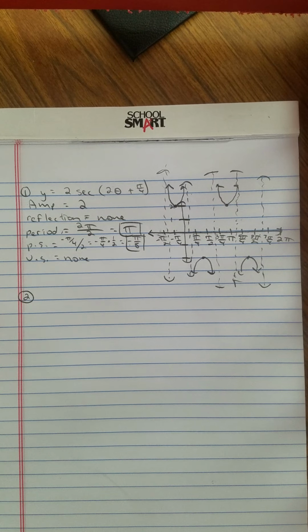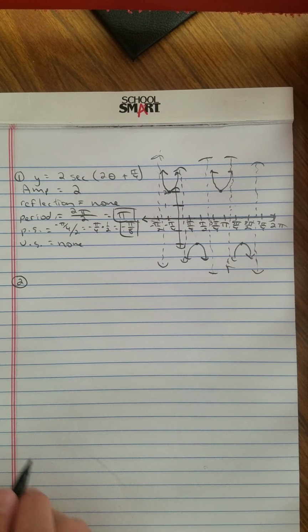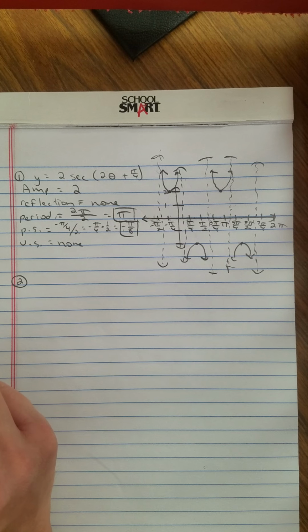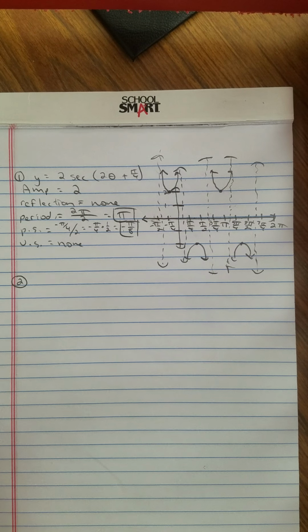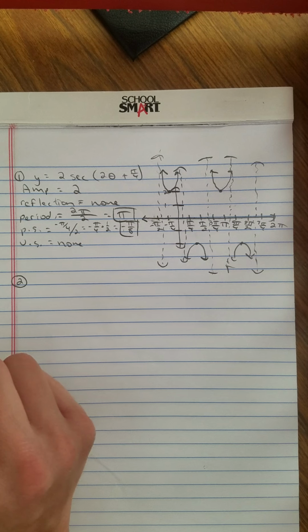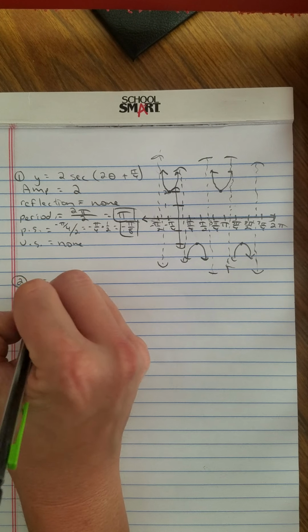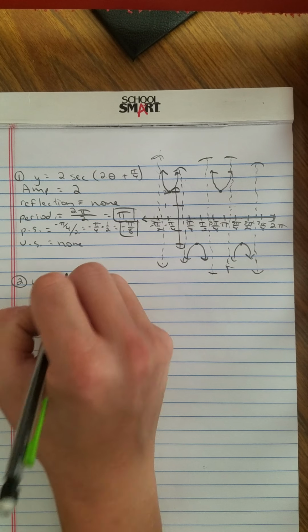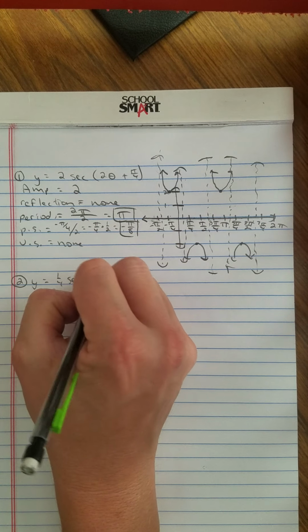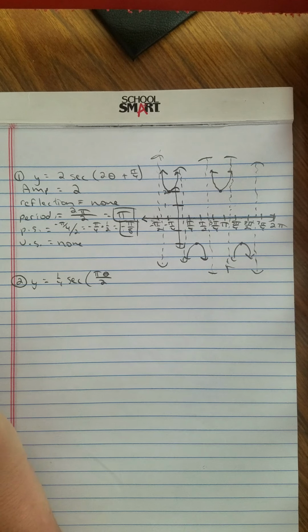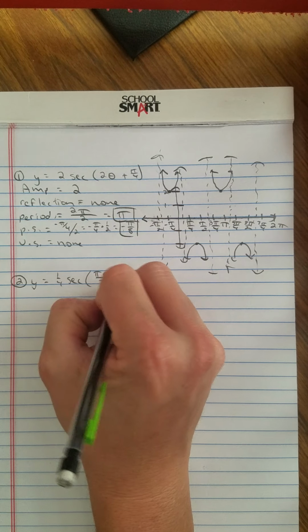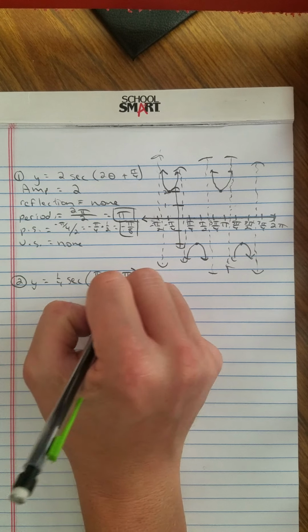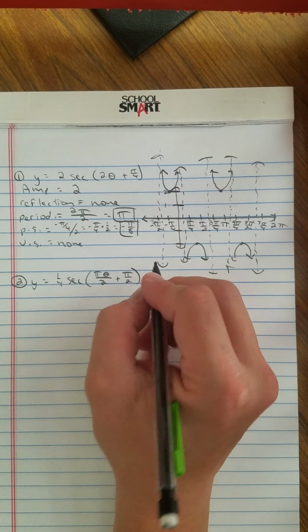Okay, so number 2 was another secant problem. Actually, I'm realizing now these were all, I should have had you guys do like the evens or the odds yesterday, because I didn't realize that the first 3 were all secant problems. That's okay. So it's y equals 1/4 secant of pi over 2 theta plus pi over 2. All right, and again, no vertical shift here at the end.